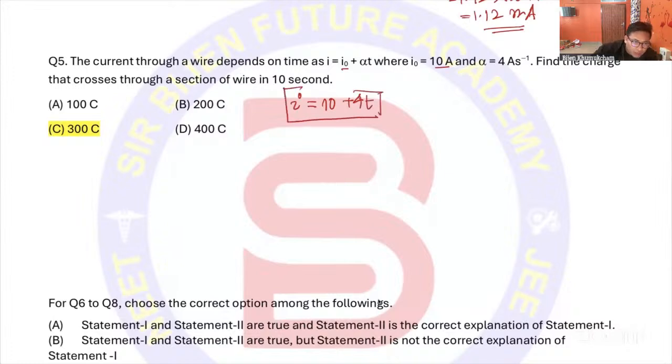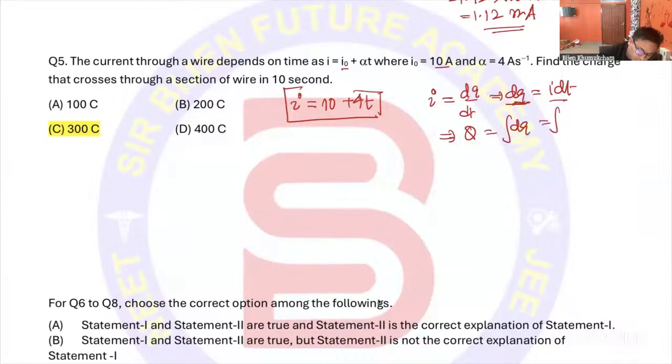To find charge, we can use a relation. Since instantaneous current I is dq by dt, to find the charge dq, use dq equals I dt. There is a small charge. Since charge is a scalar quantity, to find the overall total charge we can just do integration, I dt, taking the proper limit. They are saying in 10 seconds, which means from 0 to 10 seconds. So let's substitute and integrate: the integral of 10 plus 4t dt from 0 to 10.